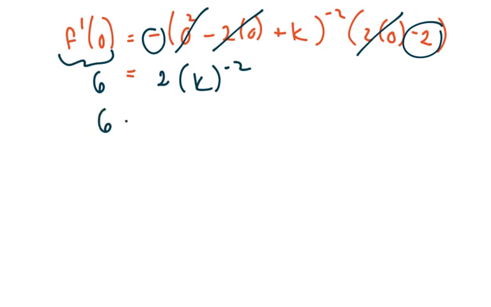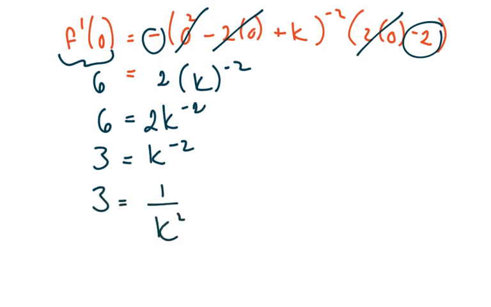So 6 equals 2k to the negative 2. Divide both sides by 2. I guess the easiest thing to do is write it like that, cross multiply, and you wind up getting k is radical 1/3. Or let's just keep it simple as 1 over rad 3. You could write rad 3 over 3. Nobody's going to get upset at that. The question is asking what is k, and that is it.